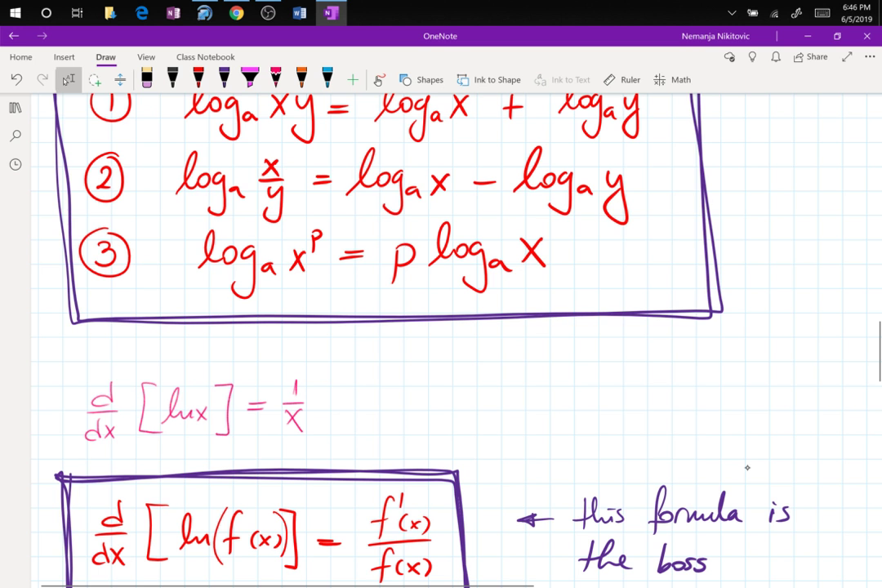So these four formulas together take any derivative you ever learned and completely make a joke out of it.